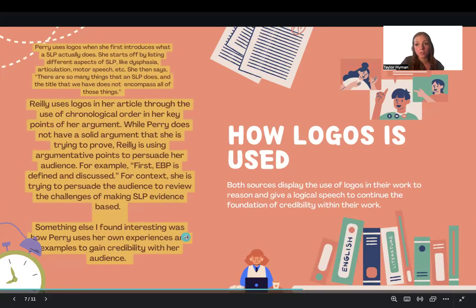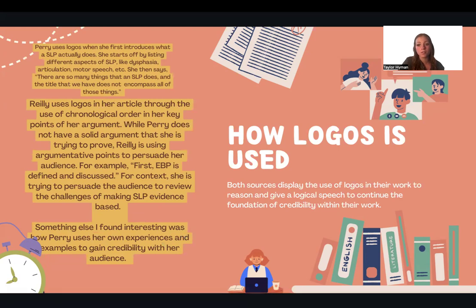And then this is how logos was used. Both sources display the use of logos in their work to reason and give a logical speech to continue the foundation of credibility within their work. Perry uses logos when she first introduces what an SLP actually does.